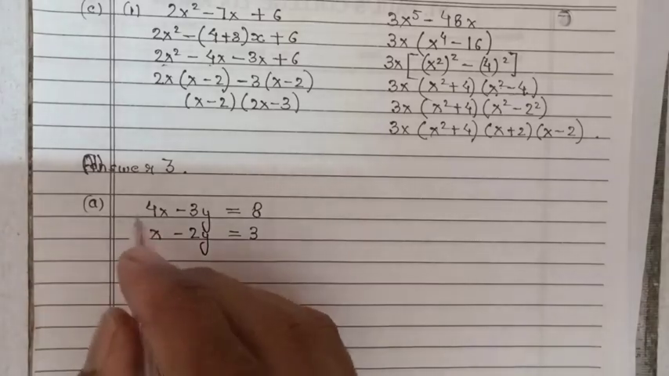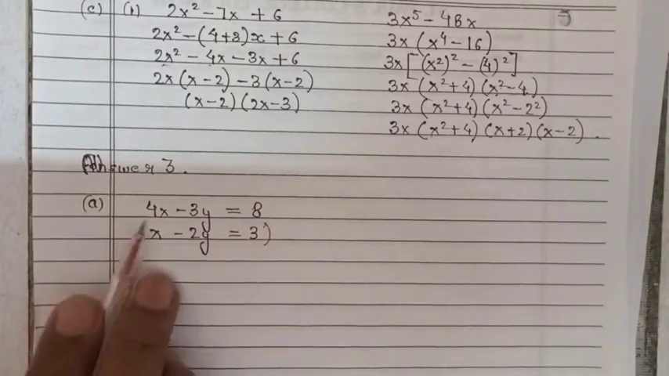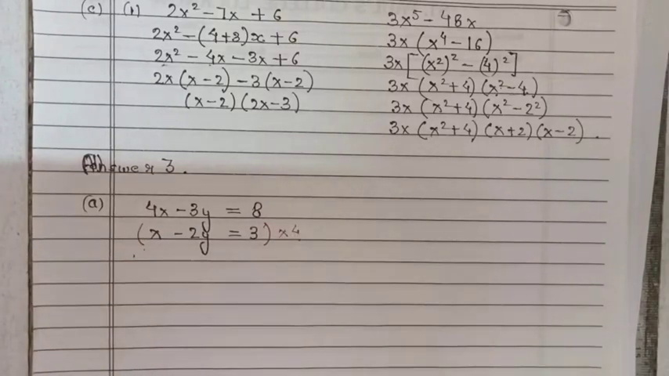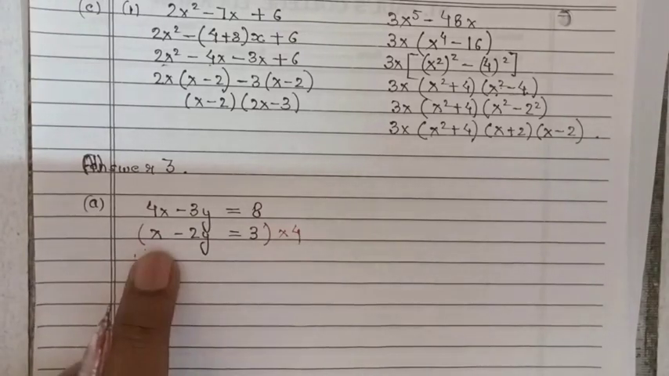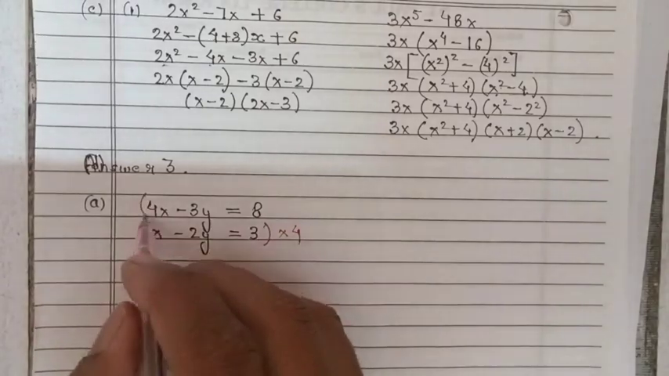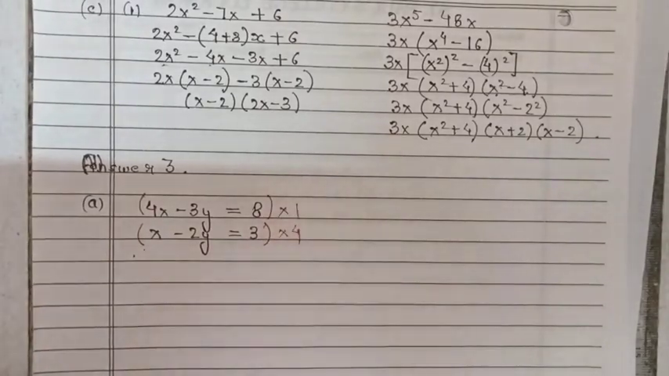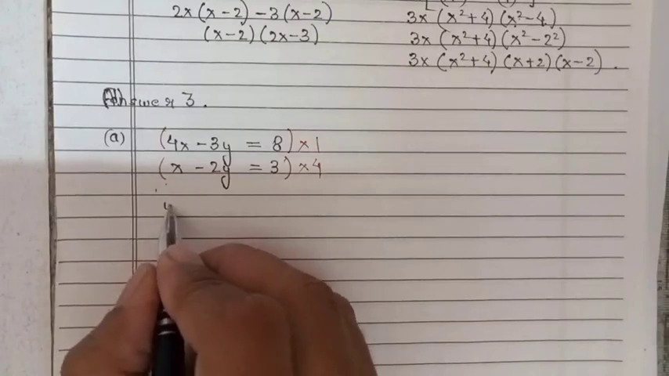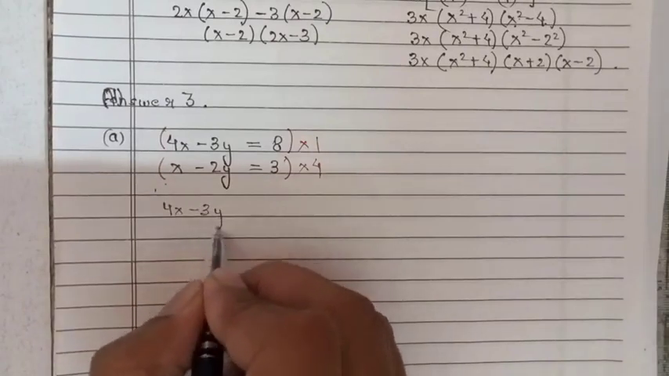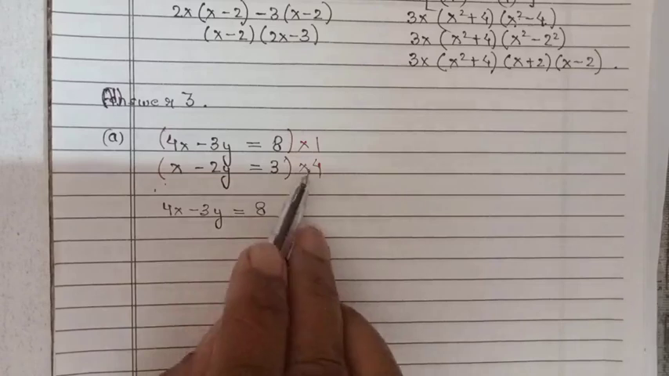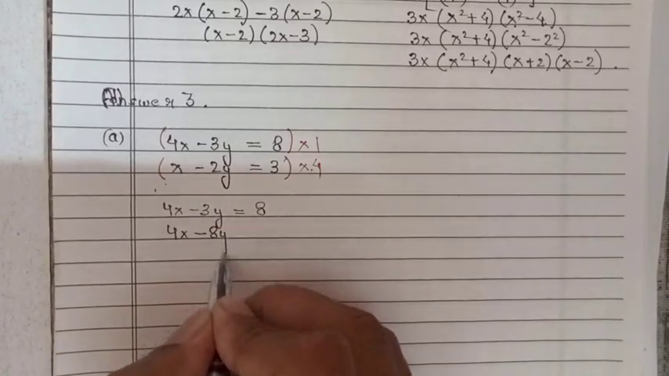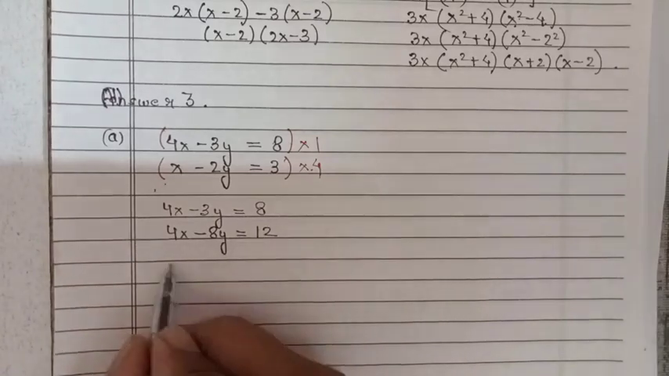Now you can see in the first equation, the coefficient of x is 4. I will multiply the second one by 4. And in the second equation, the coefficient of x is 1. I will multiply the first one by 1. Okay, let's see what result I will get here. The first equation remains as it is. The second equation multiplied by 4 will give you 4x minus 8y is equal to 12.